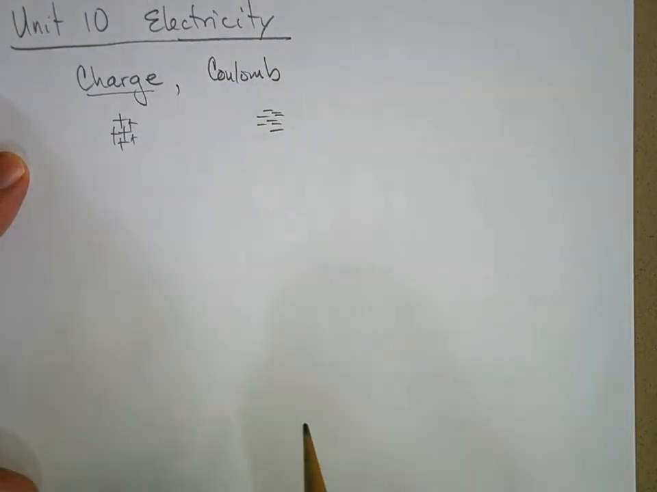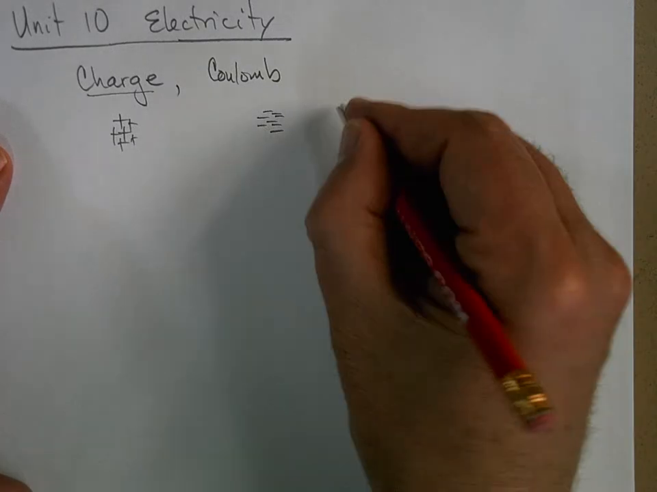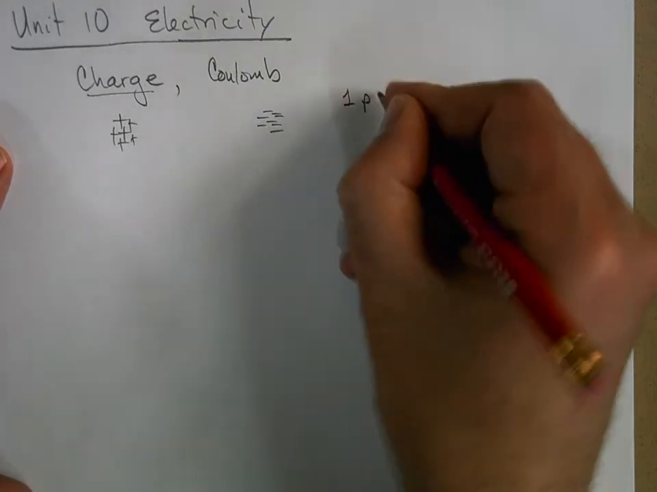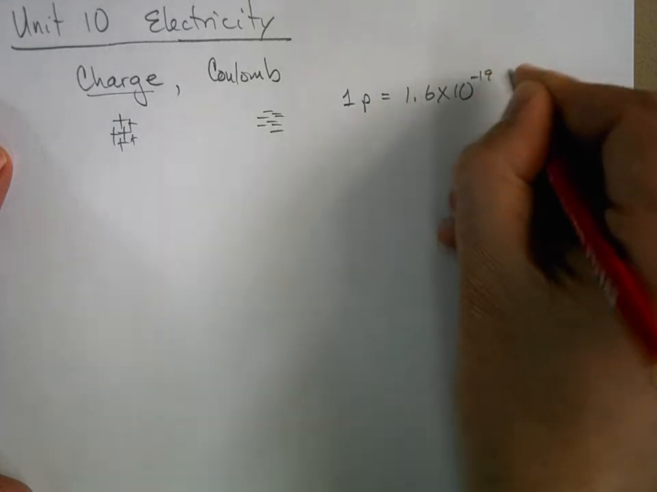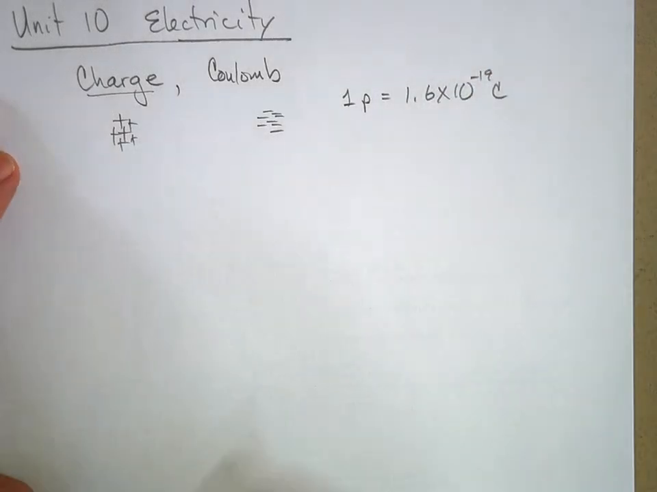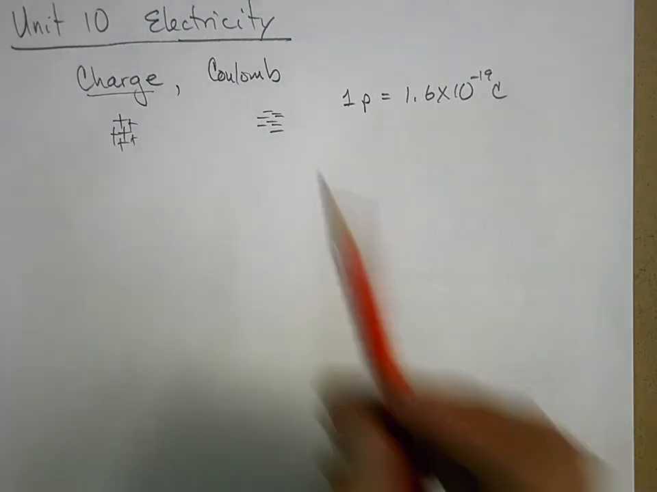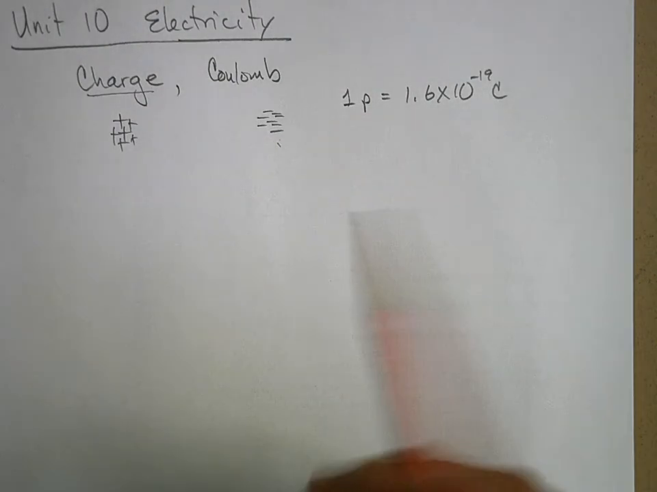One proton has 1.6 times 10 to the negative 19 coulombs. You can reciprocate this to figure out how many protons there are in a coulomb of charge. The electrons have the same amount of charge, it's just that we call it negative instead of positively charged.